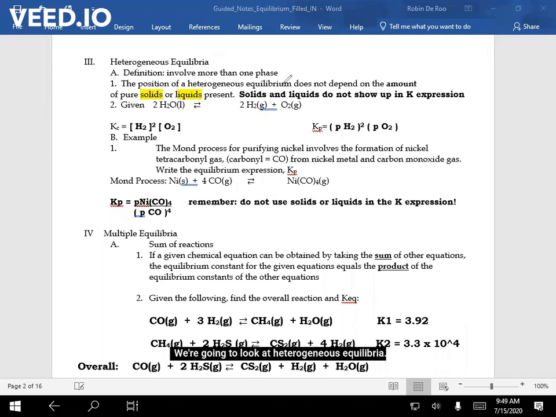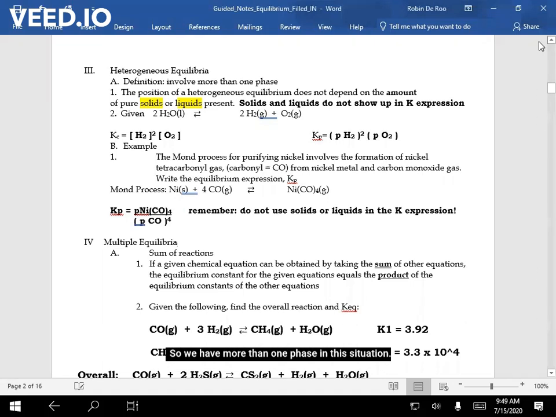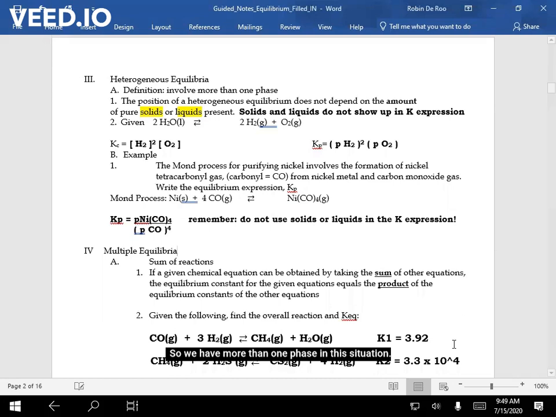We're going to look at heterogeneous equilibria. So we have more than one phase in this situation. The position of a heterogeneous equilibrium does not depend on the amount of pure solids or liquids. The solids and liquids do not show up in the K expression.